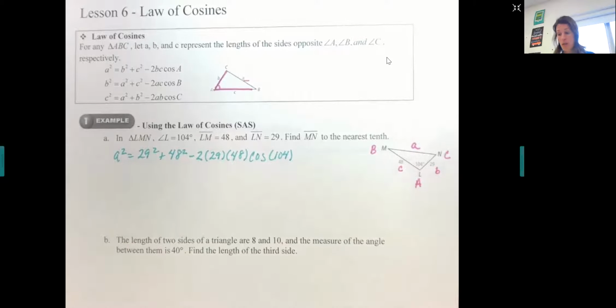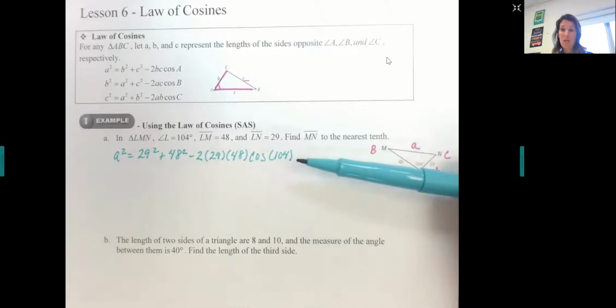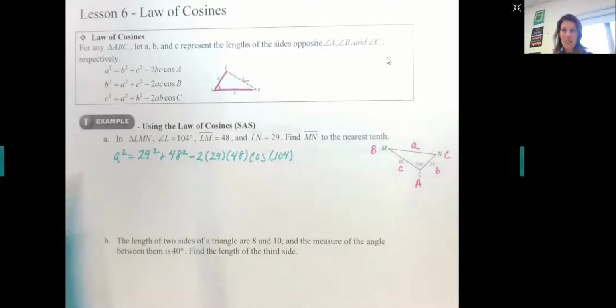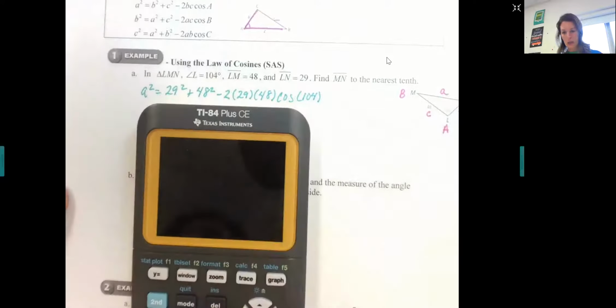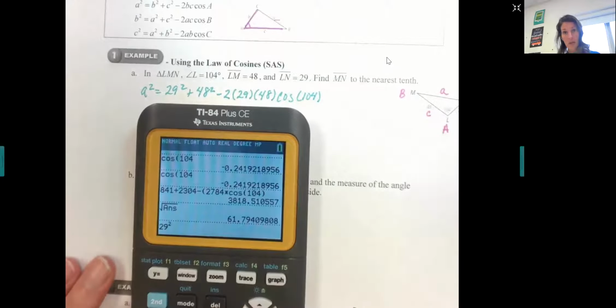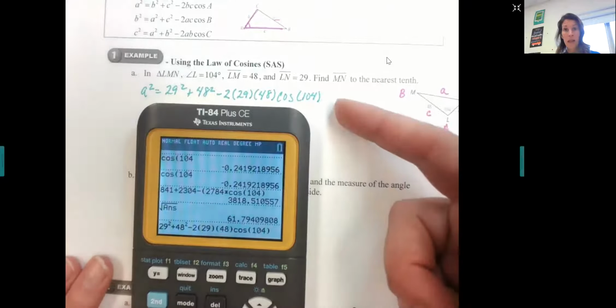Here's one thing that I need you to notice. Cosine of anything over 90 is going to be a negative number. Cosine is only positive between negative 90 and positive 90. This is over 90, so it's going to end up being a negative number. That's okay, that just makes that a plus. It's not really a big deal. I'm going to put this into my calculator exactly like I wrote it: 29 squared plus 48 squared minus 2 times 29 times 48 cosine of 104. Exactly like I wrote it.